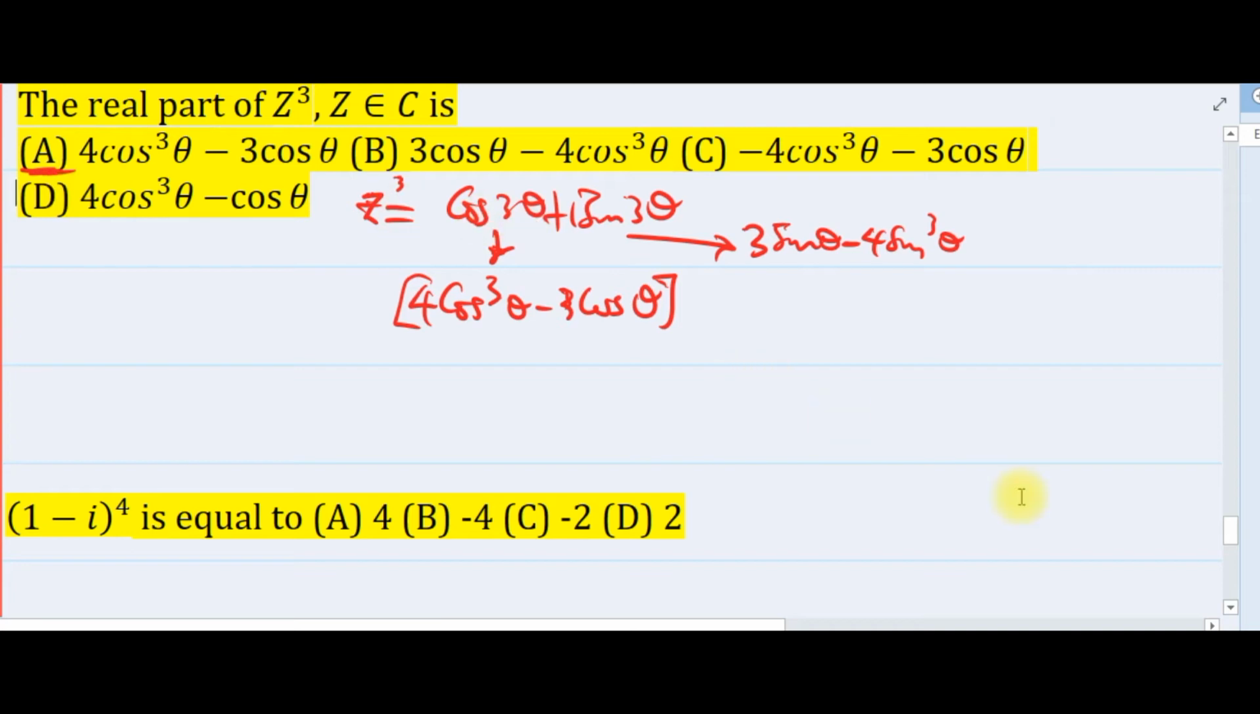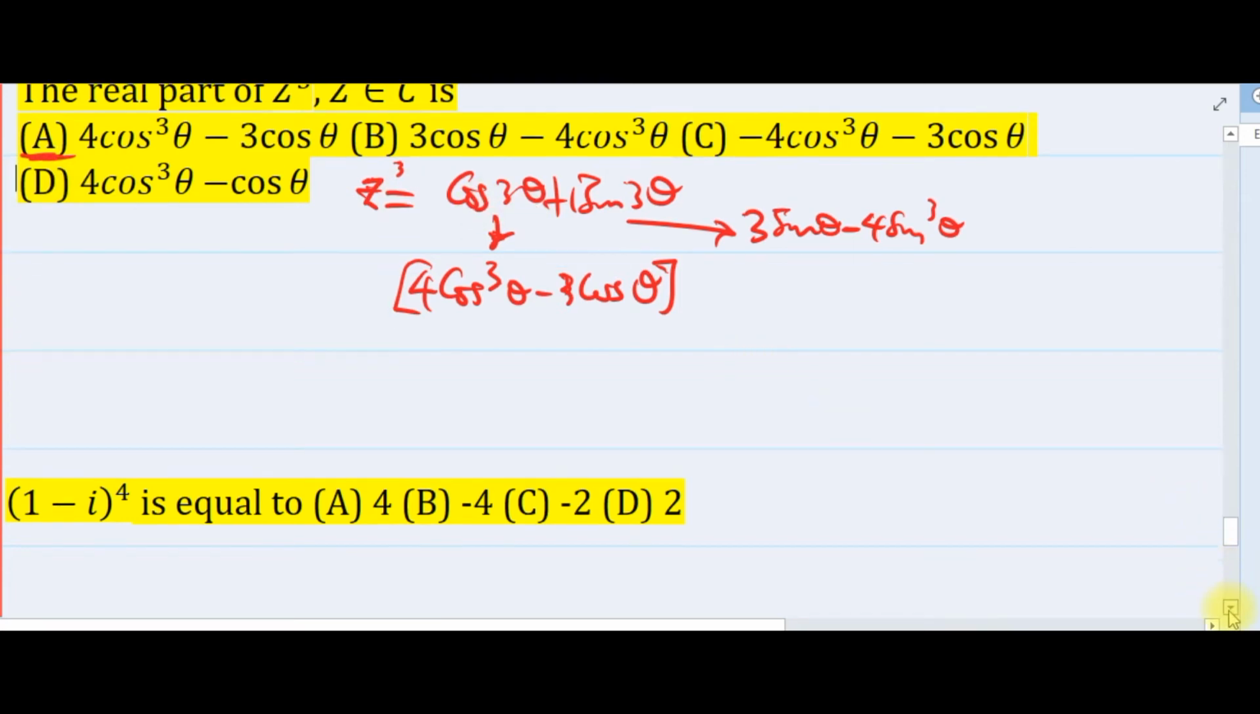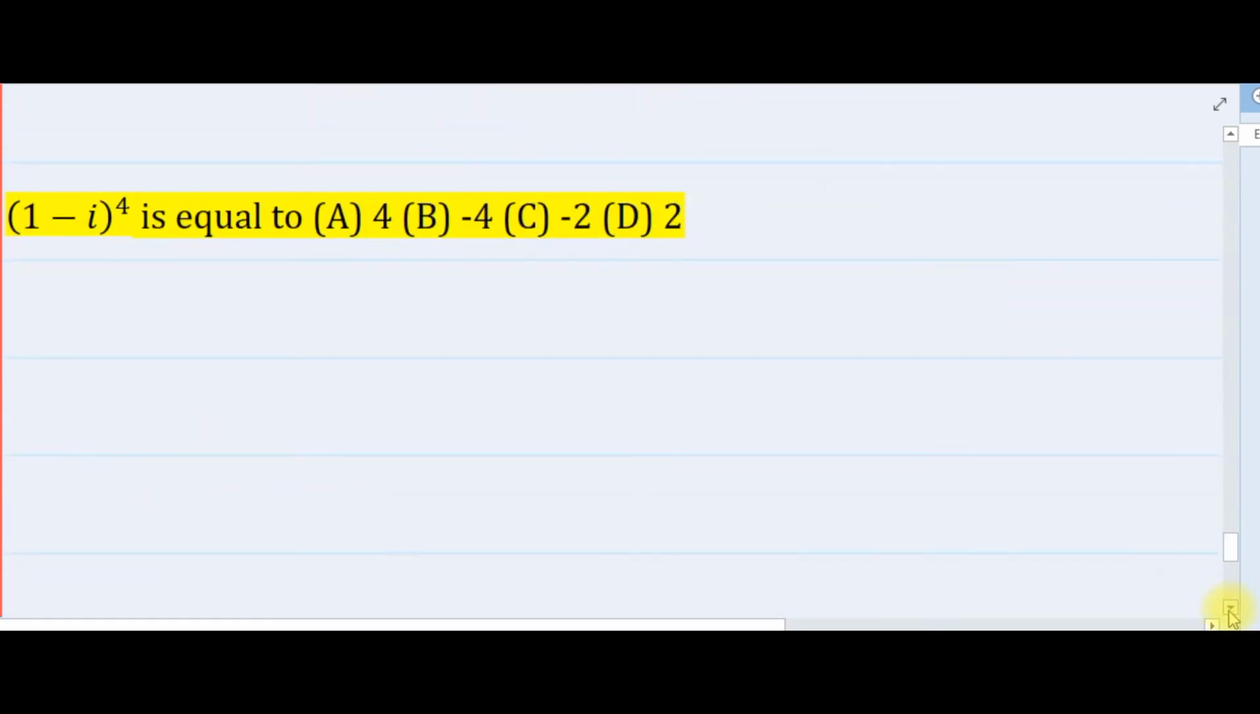The next question, we are asked (1 - i)^4. So let's convert it to polar form first. If you remember this one, let's graph so that we can find our argument. From the graphing, 1 minus i should be here, minus i and 1.